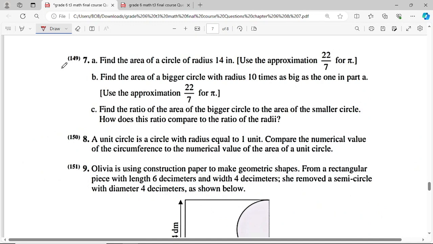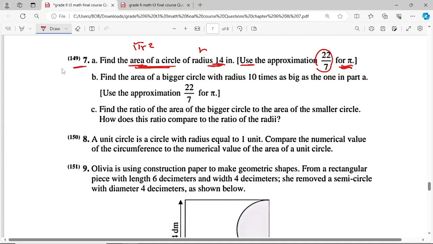Now question number 7. Find the area of a circle. Area of the circle is pi r square, of radius 14. That means r equals 14 inch. And here it says use the approximation 22 over 7 for pi.